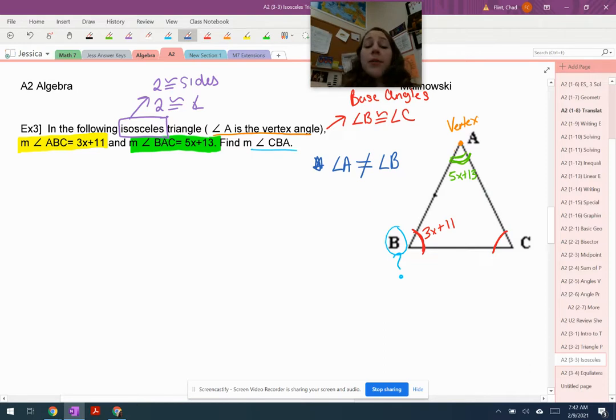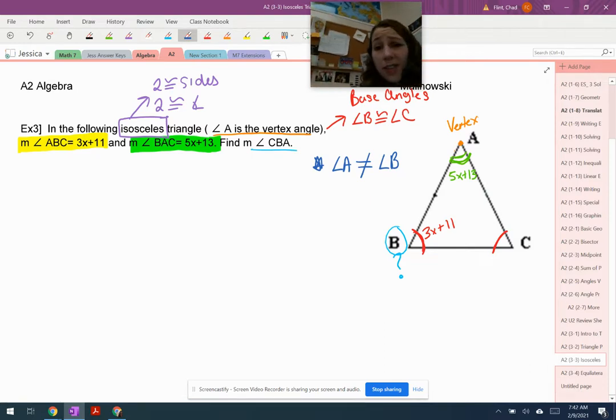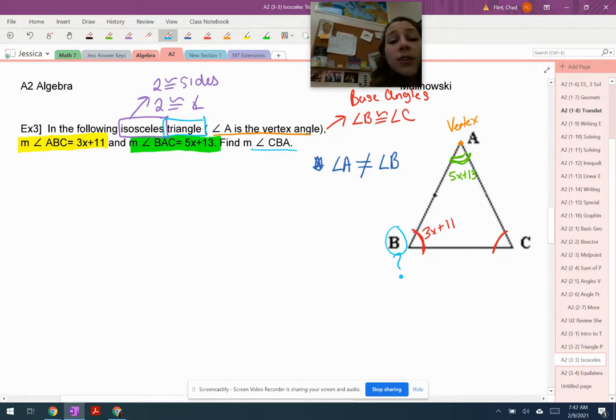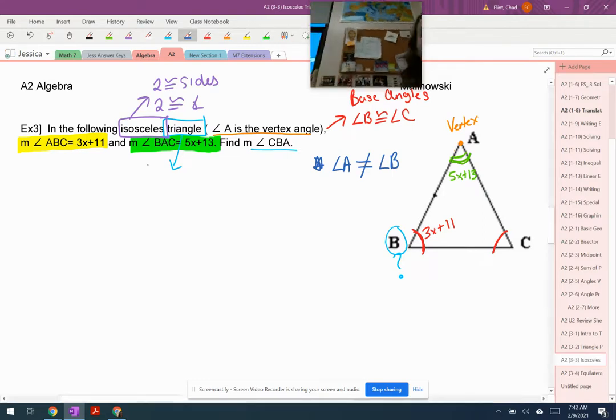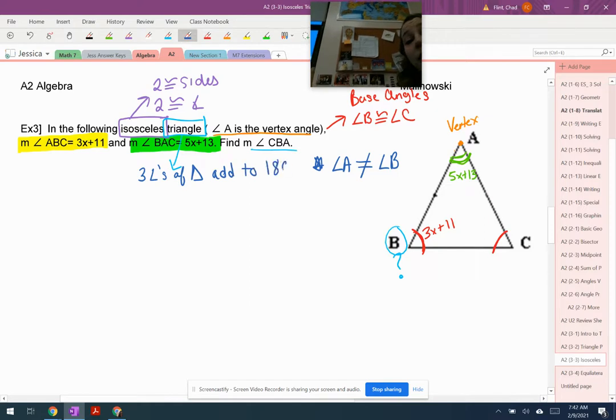Okay, well, this might seem like we're stumped here. If you're stumped and there's nothing else you know how to do about an isosceles triangle, then go to the fact that we have a plain old triangle. And in a plain old triangle, we're dealing with angles here. We know the fact that the three angles of a triangle always have to add to 180 degrees.